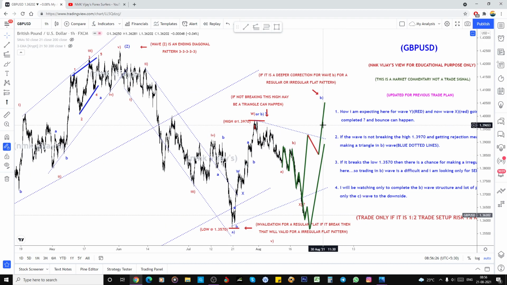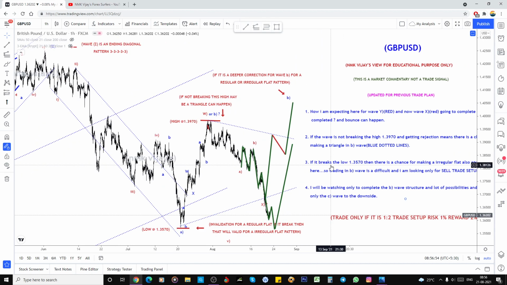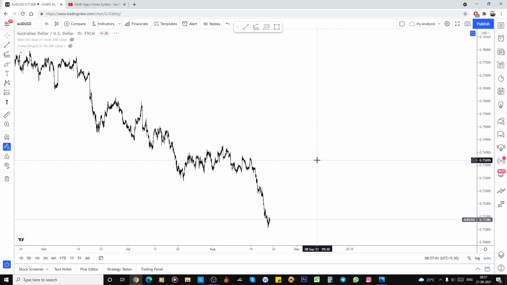If it comes here, I am expecting the target of 1.1410. From here it is nearly 2000 points. So just look for this for the greater risk reward. Just looking only for the sell trade setup. For the past 1 year I keep on saying that the dollar has to bounce and get strong. It did not happen at that time, but now it's doing. So stick to your rules, your strategy, and make money. That's it. Okay, let's move on to the Australian dollar.